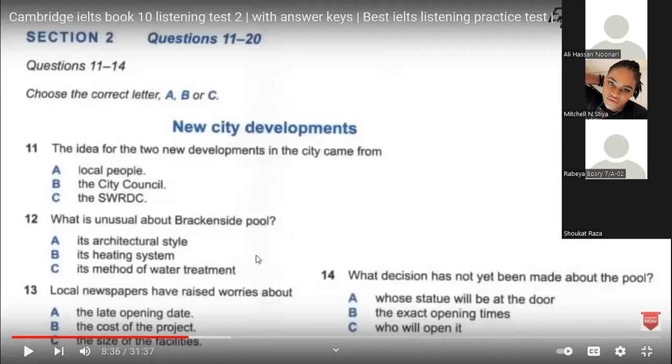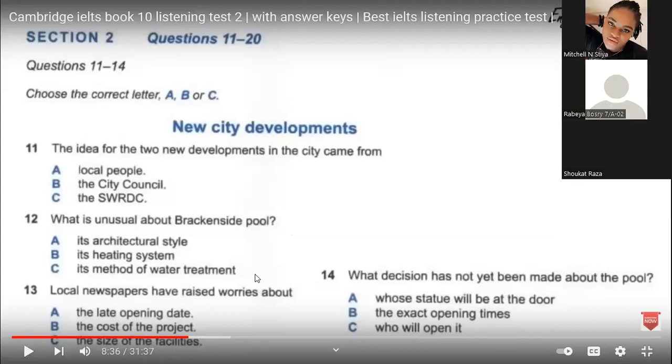Is it clear? Yes, sir, got it. So already it has been clear to you that the listening task is not always easy. Sometimes you have to face some difficult problems and you have to handle it. So let's go forward.